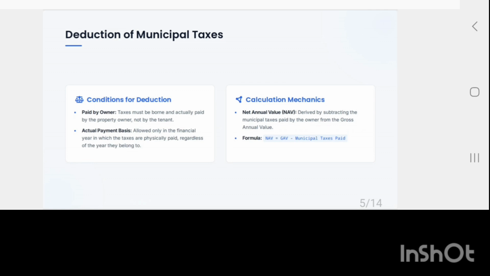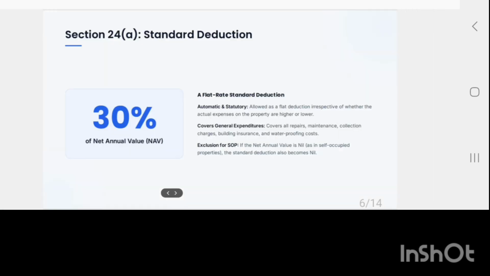Deductions of municipal taxes are given where the taxes have been actually paid by the property owner and not by the tenant. To calculate the net annual value, we use this formula: NAV is equal to GAV minus municipal taxes paid, which means net annual value is equal to gross annual value minus the municipal taxes paid during the previous year.